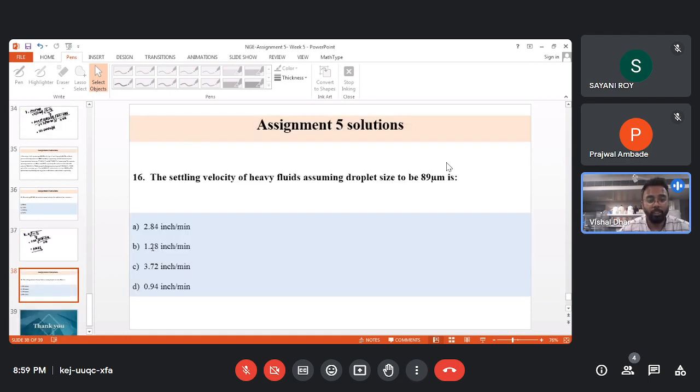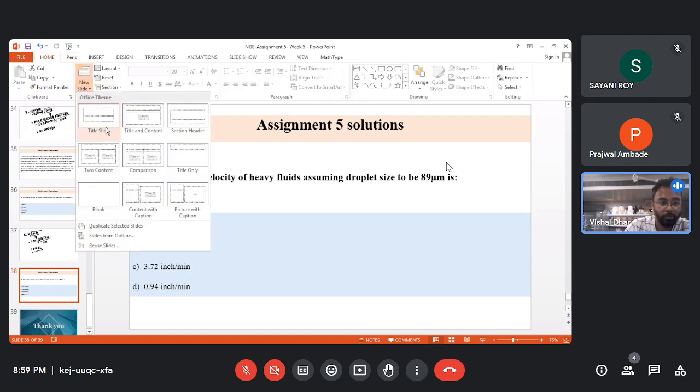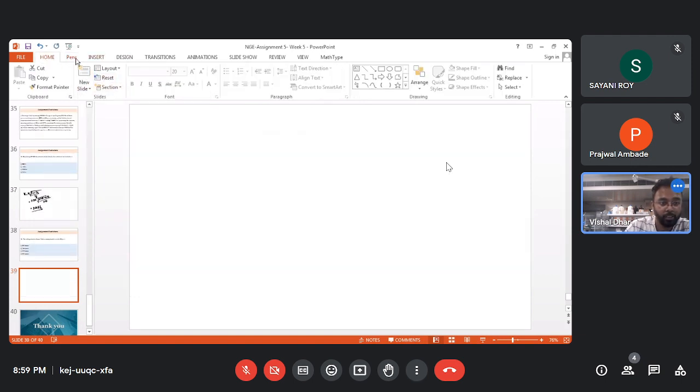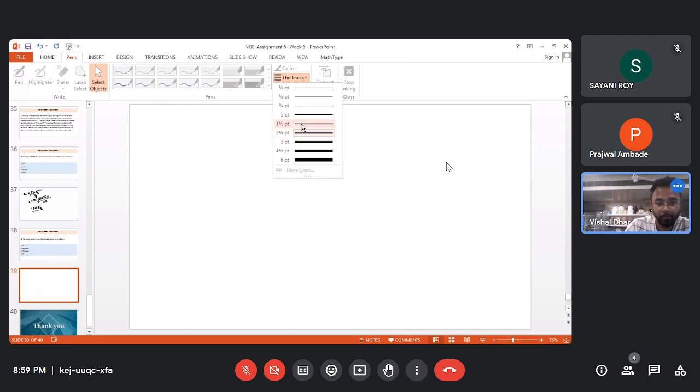Okay, so this is the last question for today. The settling velocity of heavy fluids, assuming droplet size to be 89 micrometer, is first option 2.84 inch per minute. Option B 1.28 inch per minute. Option C is 3.72 inch per minute, and option D is 0.94 inch per minute. So I'll be directly going to solve the numerical because there is no time left.